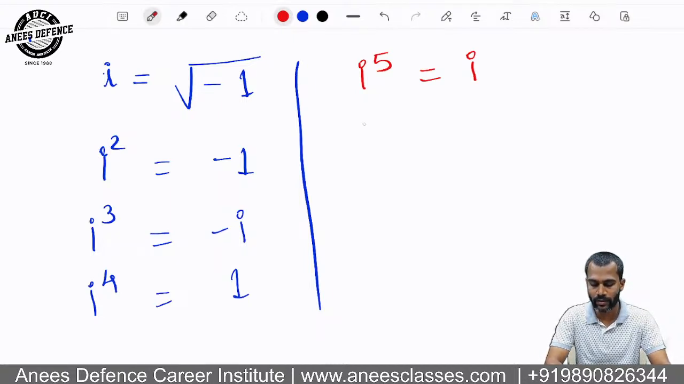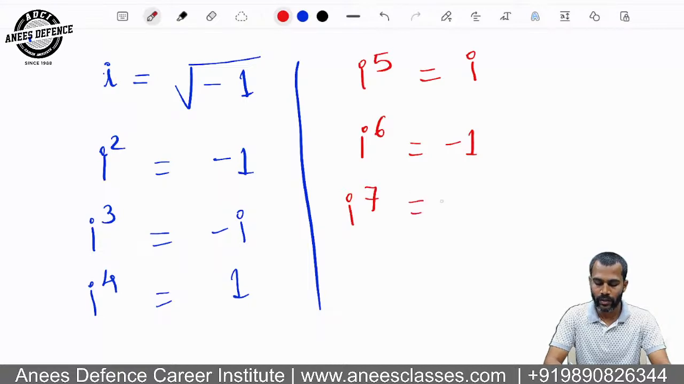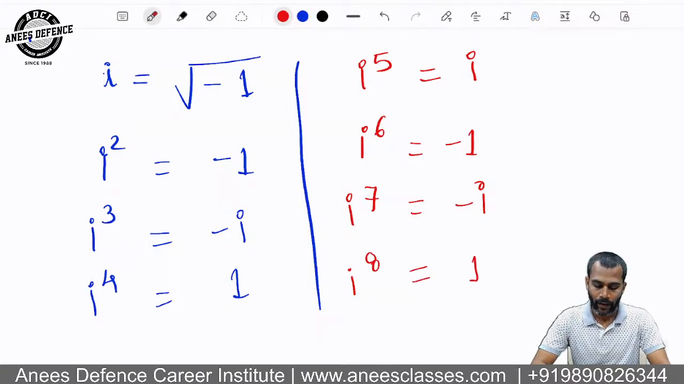What is iota raised to 6? Minus 1. What is iota raised to 7? Minus iota. What is iota raised to 8? 1. Yes or no? So can I say iota raised to 5 is equal to iota? Iota raised to 6 is equal to iota square. Iota raised to 7 is equal to iota cube, which is minus iota, and iota raised to 8 is nothing but iota raised to 4.